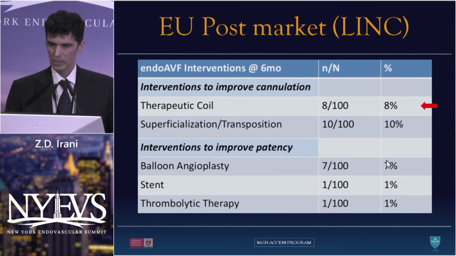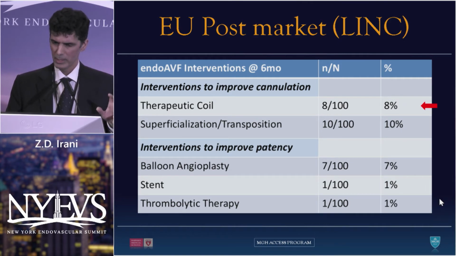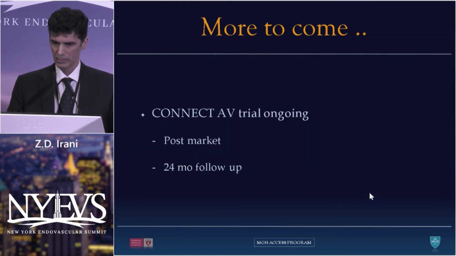I'm going to skip through all this, but just to show another post-market study. The biggest issue with this, well, not issue, but the adjunctive procedure was coiling of the deep veins that was needed to promote the flow into the superficial system, which is something we don't typically deal with, coiling veins, when we're dealing with fistulas in a normal arena.